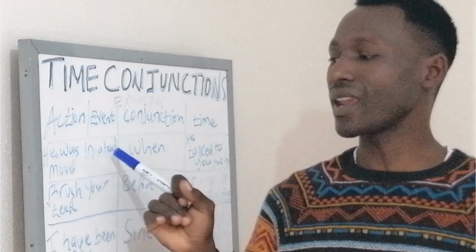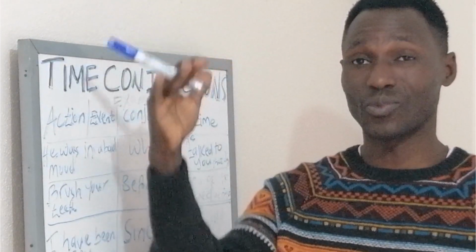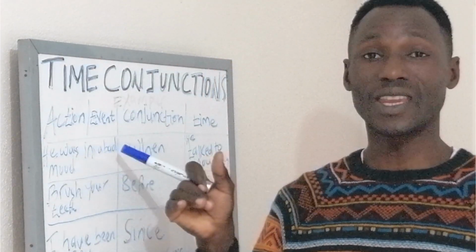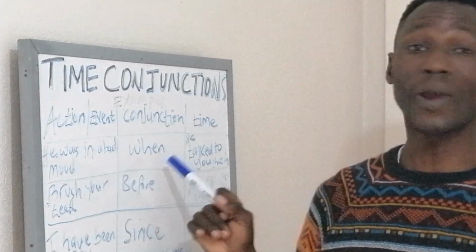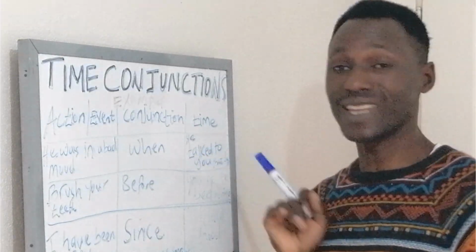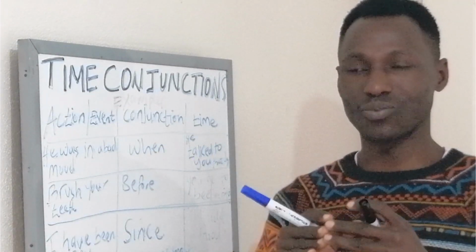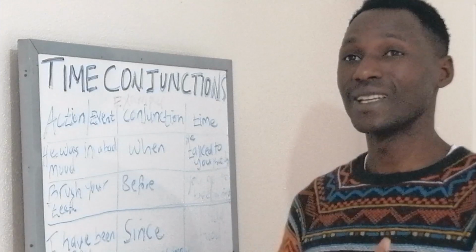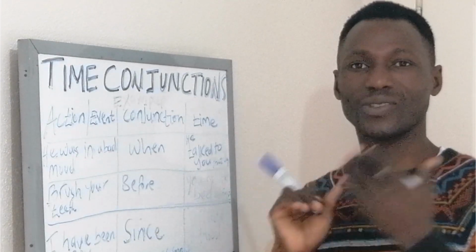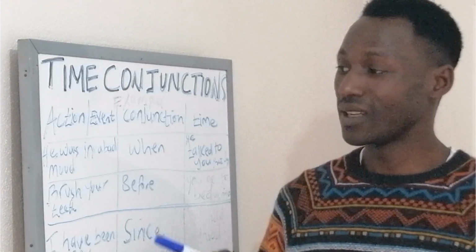He was in a bad mood. He was not happy. He was not in a good mood. He was in a bad mood when he talked to you that day. This is the connecting word between what happened and what time. That's why it is called the time conjunction.